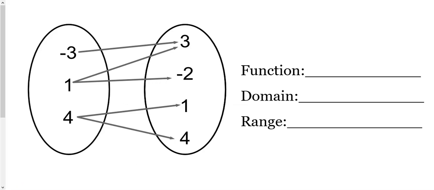Relations and functions. A function is a special type of relation, and these relations will be expressed in many different pictures and graphs and tables. So the first one we're going to look at is when they're listed in these oval shapes.